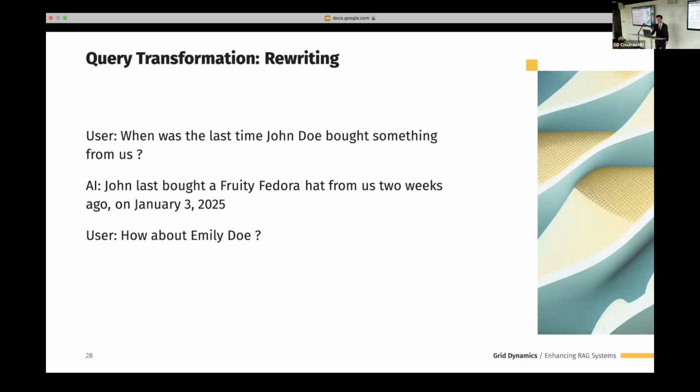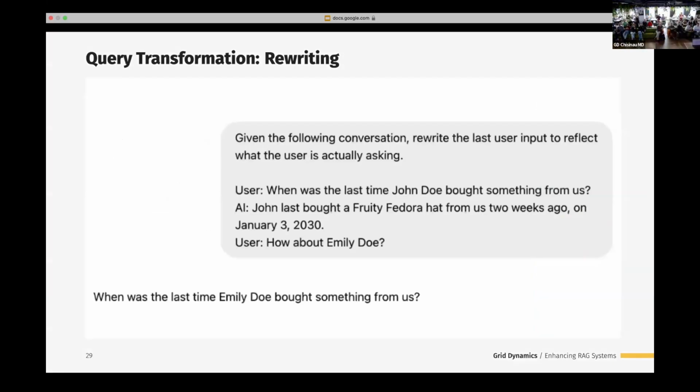And how we do this is we try to give the context of what was in the conversation, because basically RAG is also a chat system. You can see the prompt: we just give the following conversation and ask to rewrite the last user input. You can see that after this, the last question from the user was transformed into, when was the last time Emily Doe bought something from us? This gives more context about what we can retrieve, and it helps our system retrieve the right chunks.